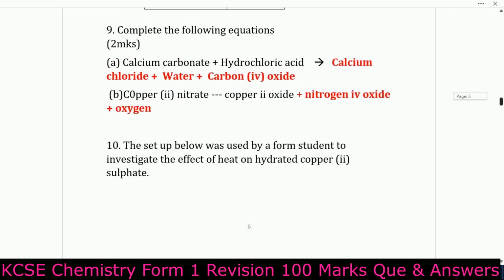Number 9, complete the following equation: calcium carbonate plus hydrochloric acid, you get calcium chloride plus water plus carbon 4 oxide. Copper 2 nitrate, or copper 2 oxide. When you add heat, you get what? Nitrogen 4 oxide and oxygen.